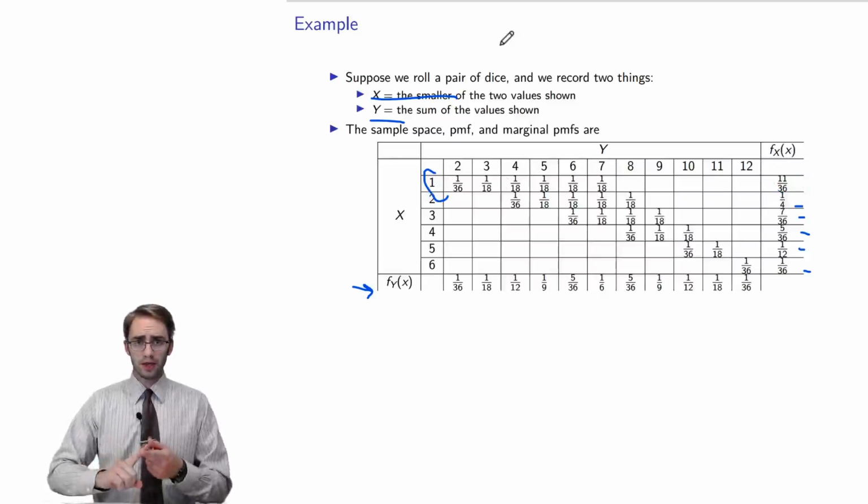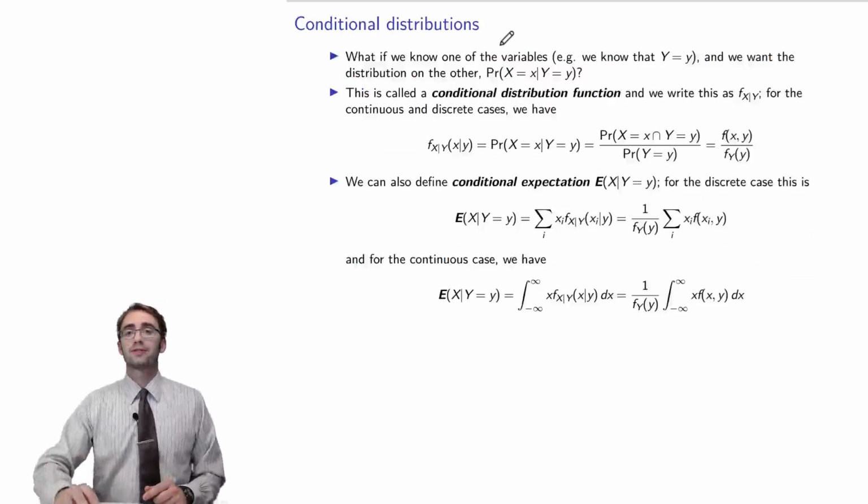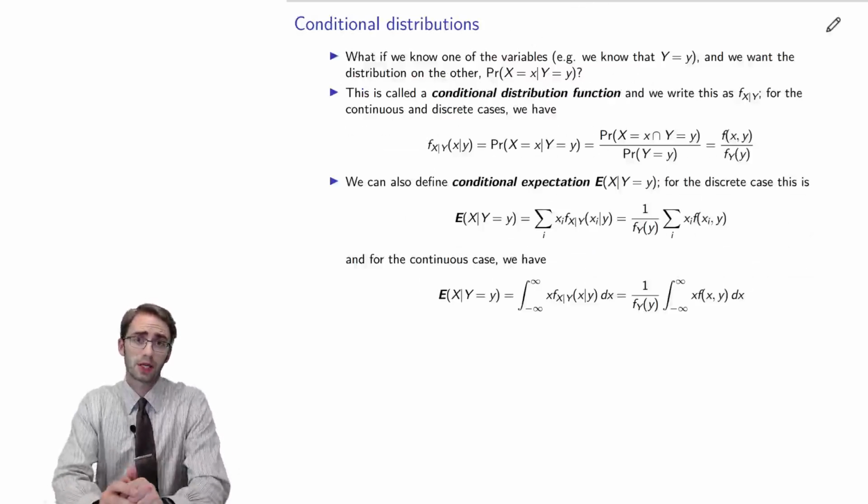In addition to joint distributions and marginal distributions, there's also something called a conditional distribution, which arises from a joint distribution. It's related to a marginal distribution, but it does have an important distinction, and it works like this.